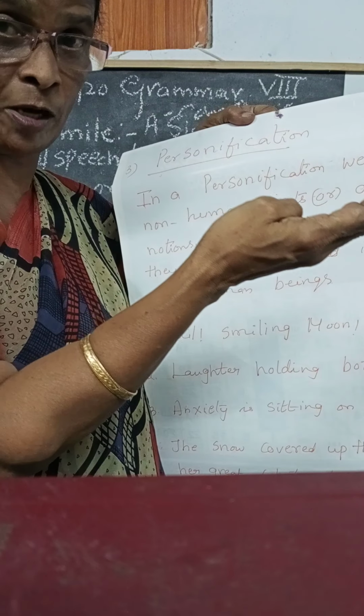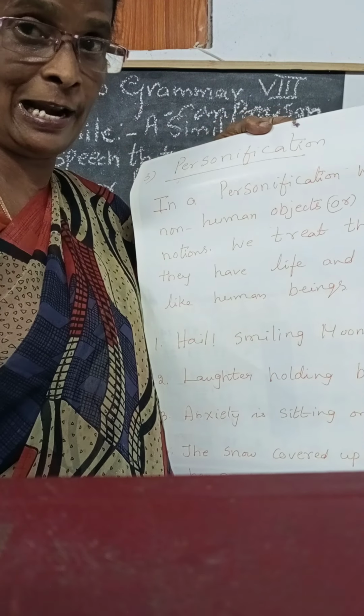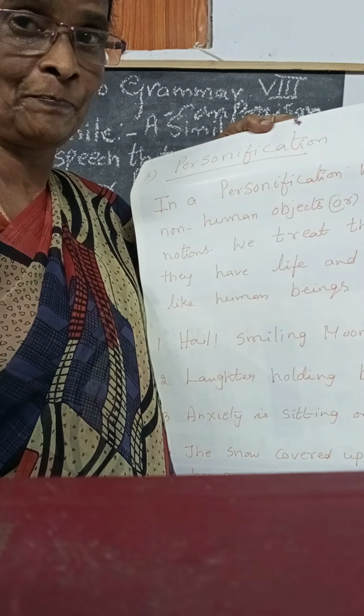Which are the abstract nouns? Ideas, feelings. We cannot see and touch feelings. So, I'm so happy. Are you going to touch the happy? No. So we are treating them as a human being, as if they have a life. That is known as personification.